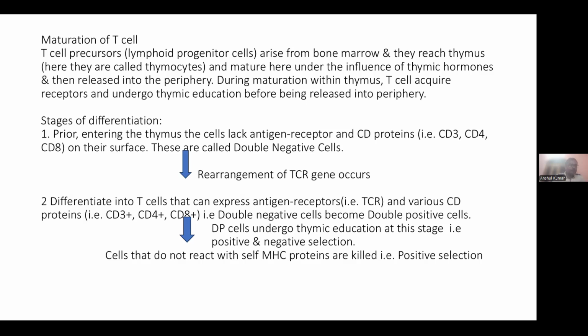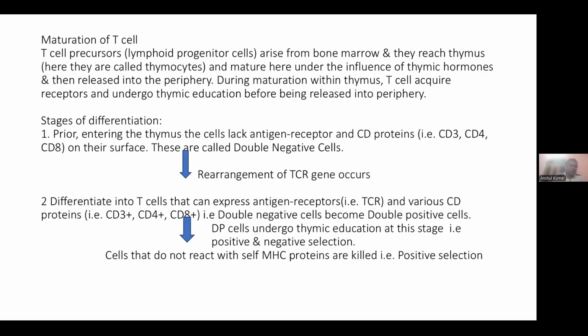Now, after that, a rearrangement of the T cell receptor gene occurs and they differentiate into T cells that can express antigen receptors and various CD proteins, namely CD3 plus, CD4 plus, CD8 plus. So double negative cells become double positive cells. That is, they acquire T cell receptors as well as CD proteins on their surface, and hence they convert from double negative to double positive cells.